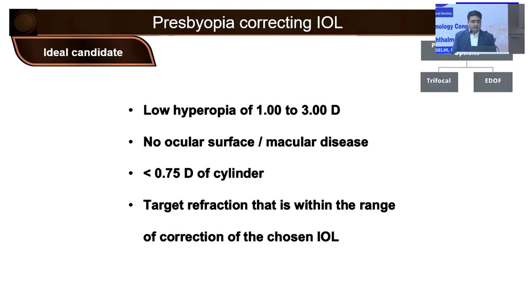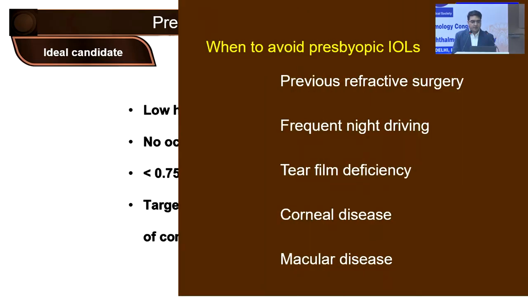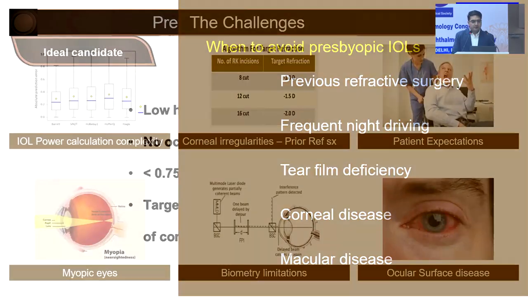Eligibility for a presbyopia-correcting IOL: an ideal candidate is someone who has low hyperopia of 1 to 3 diopters, no ocular or macular disease, less than 0.75 diopter of astigmatism, and a target refraction within the range of correction of the chosen IOL. When to avoid: patients with previous refractive surgery, and patients who are frequent night drivers because they complain of dysphotopsias, halos, tear film deficiency, corneal disease, and macular diseases.